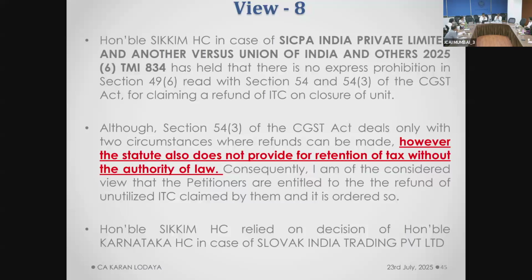If I am able to prove that I don't need this new exemption entry to prove my exemption, that means I was already exempt under entry number 7, then this as is where is circular will not prohibit you from claiming the refund. Because this is just a circular, there is no bar in law. In law, they only have power not to recover. They cannot stop refund like this. So if you are able to prove that I was exempt under the earlier entry also.